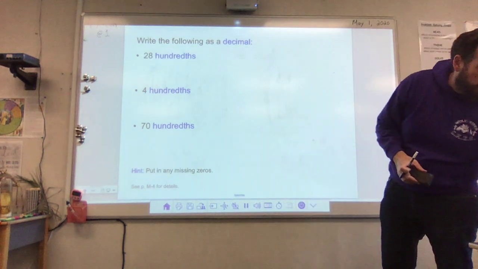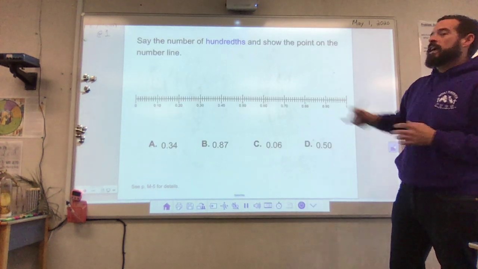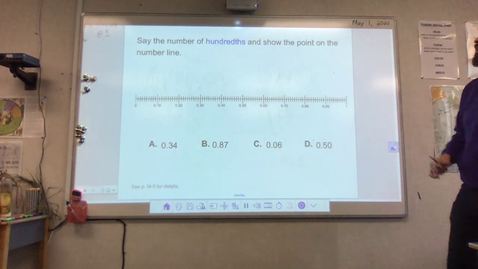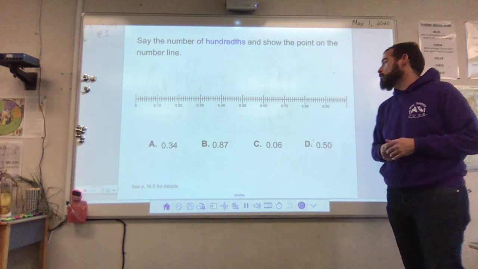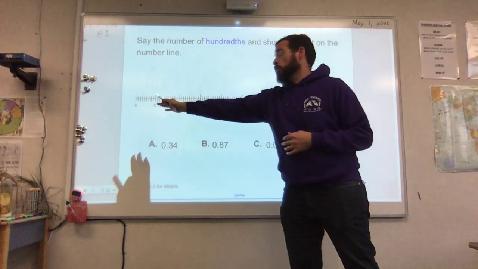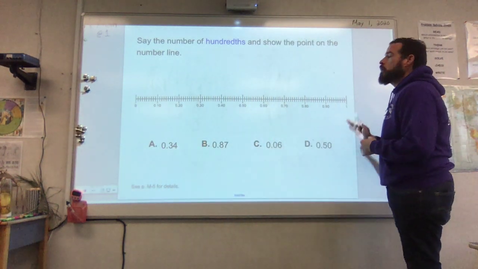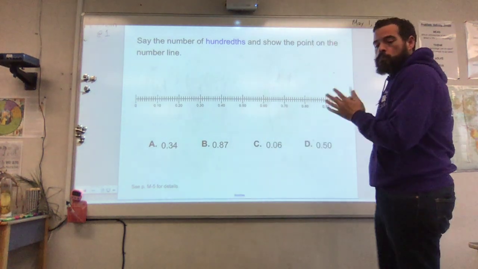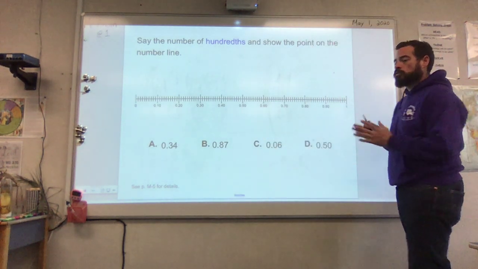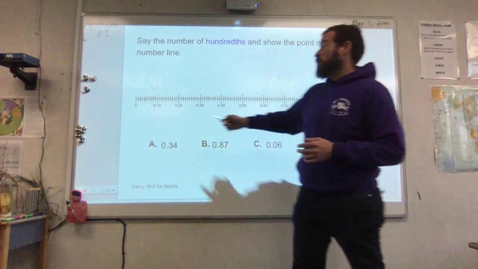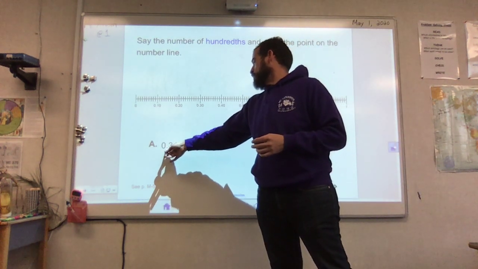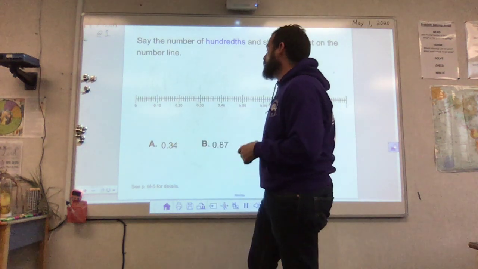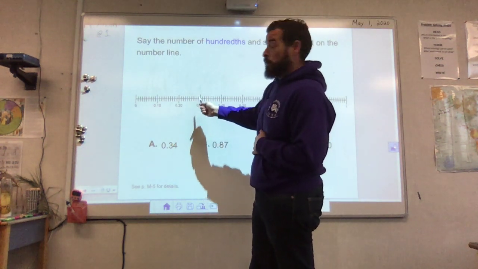And let's move on to looking at these on a number line. Say the number of hundredths and show the point on the number line. If you notice again, we're going from 0 to 1, but we have it divided into 100 different parts. So 100 parts of a whole. So all I'm going to do is look at my number here. So this is 34 hundredths. And I just need to find where my 34 hundredths would be.